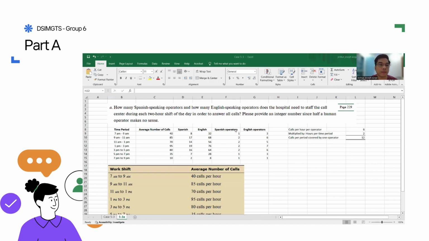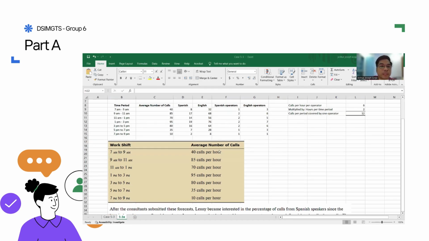For part A of case 5.3, how many Spanish-speaking operators and how many English-speaking operators does the hospital need to staff the call center during each 2-hour shift of the day in order to answer all calls? Please provide an integer number since half a human operator makes no sense.